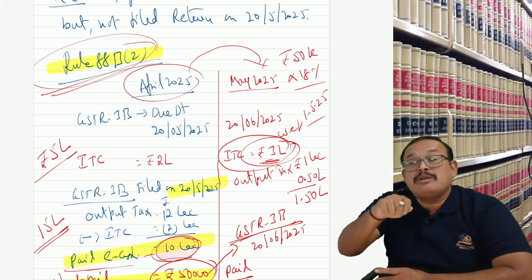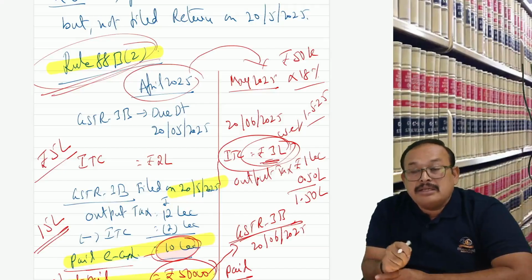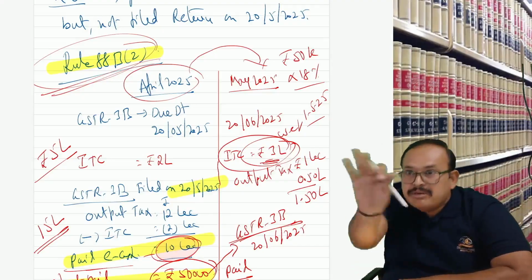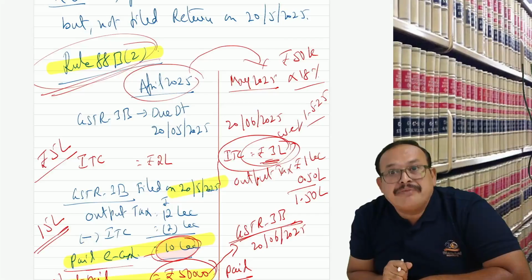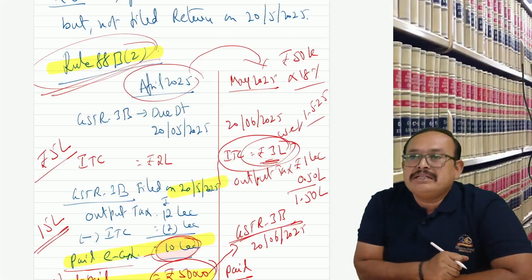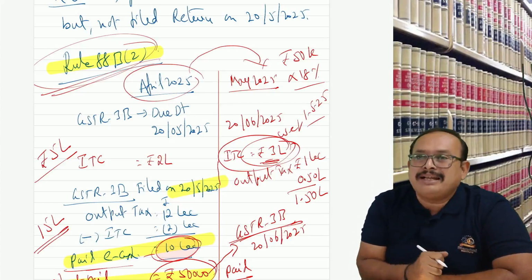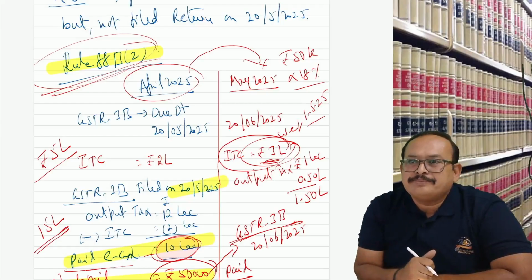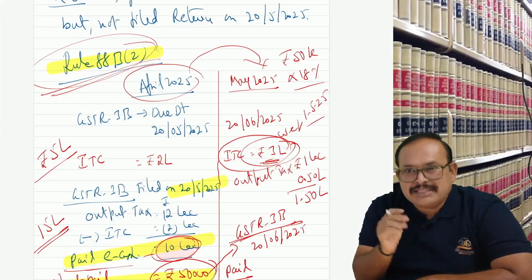When rule number 88B sub number 2 applies, then whether the amount in the electronic cash ledger is in excess or not is immaterial. What is your short paid? How much short paid? 50,000. That will attract interest at the rate of 18% per annum. This is what gross liability I said, no? You get my point, sir? Yes or no?